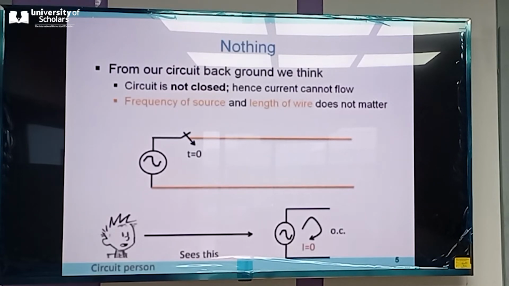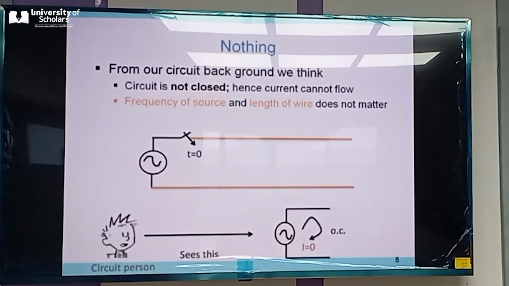From our circuit background, we might first think that, well, the circuit is not closed, which means there cannot be a current flow in the circuit. However, the voltage at the source end will directly be available at the load end. The open circuit voltage of the source will be equal to the voltage at the load end. Now, the frequency of the source and the length of the wire do not really matter to us, the electrical engineers.